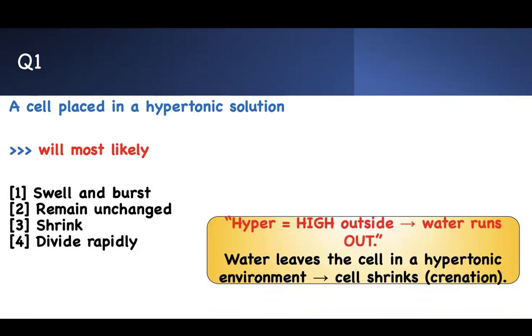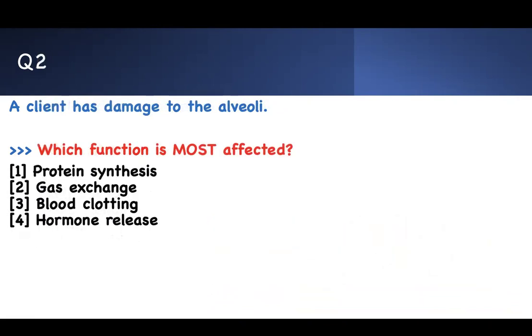What is your mnemonic? Put down this one. Hypertonic fluid, high outside, and water, therefore, will run towards the hypertonic solution. This is your buzzword. Whenever you see that, hypertonic will shrink the cell. Number one down. Number two, client has damage to the alveoli.